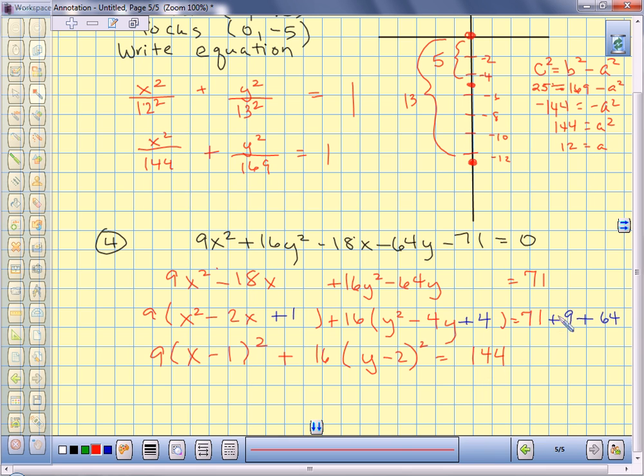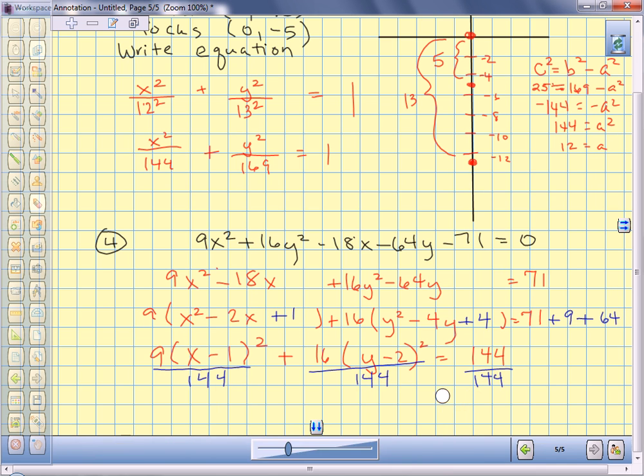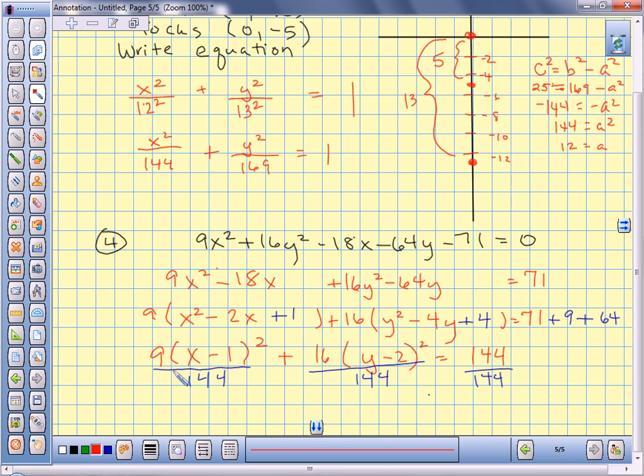Let me change colors. So whatever I do to one side of the equation, I must do to everything on the other side. And then something cool happens. And it happens just about every time. Not every time, but just about every time. Because 9 goes into 144 16 times, and 16 goes into 144 9 times. Do you see how it just kind of swapped? That is lovely. Now, it doesn't happen that way every time, but most of the time it does. And there's our equation. Oh, you'll see. You'll get some.